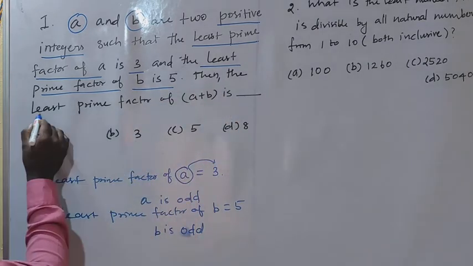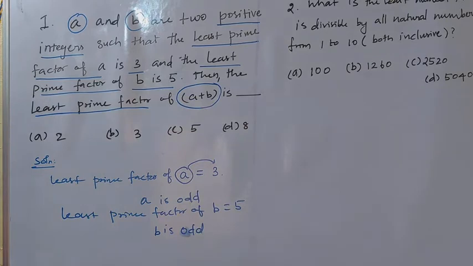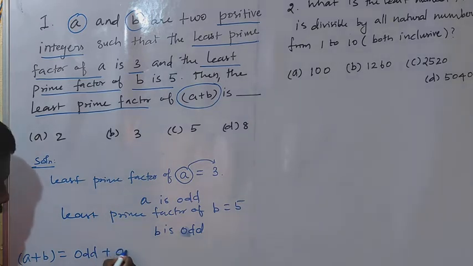They are asking the least prime factor of a plus b. You just listen to me. What is a? A is an odd number. Let us write a plus b here. What is a? A is an odd number. What is b? B is also an odd number, right?